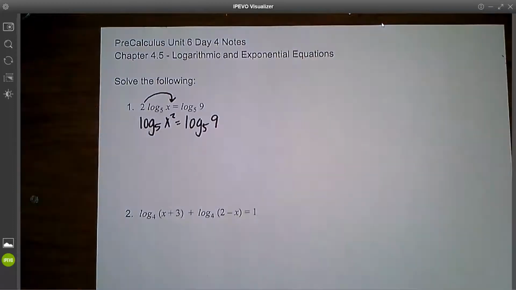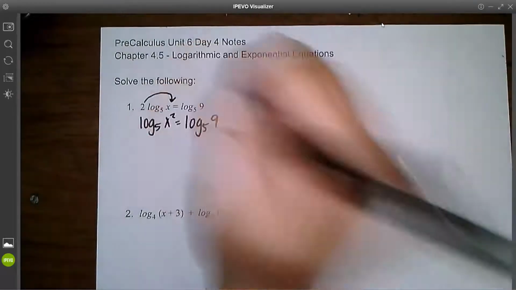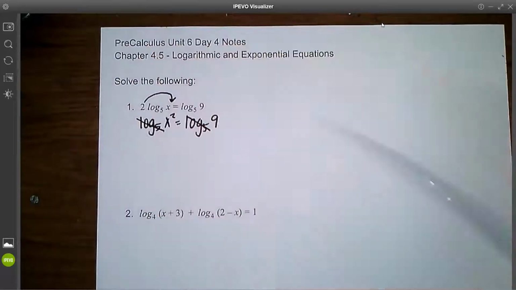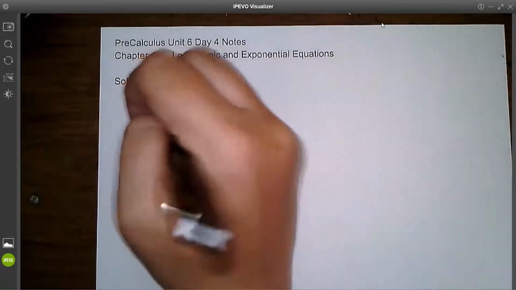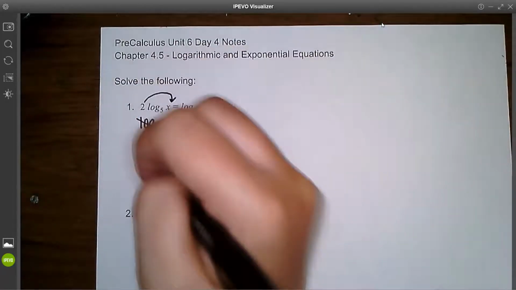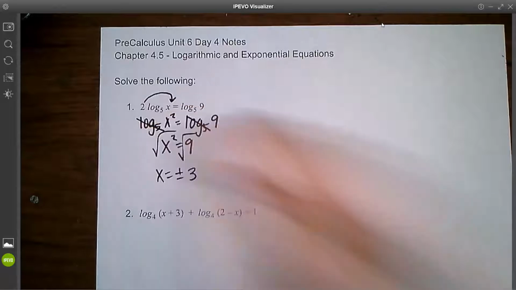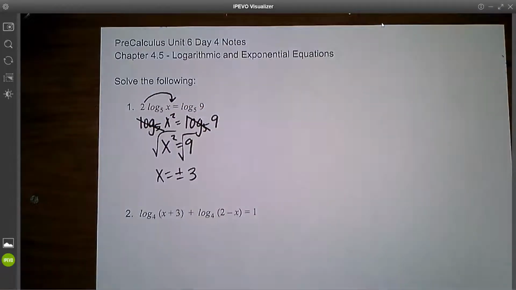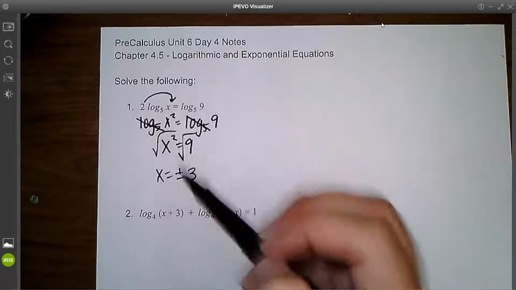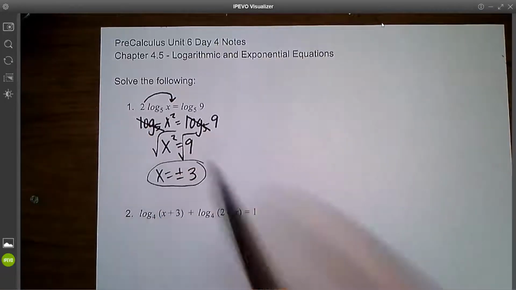And this only works when your log bases are the same. So if your bases were different, you would have to use the computer calculator, Desmos, something like that. So cancel those out and you get x squared equals 9. Take the square root, you get x equals plus and minus 3. Now remember, you can't take the log of a negative, but because we have this 2 out front, it won't be negative, so boom.